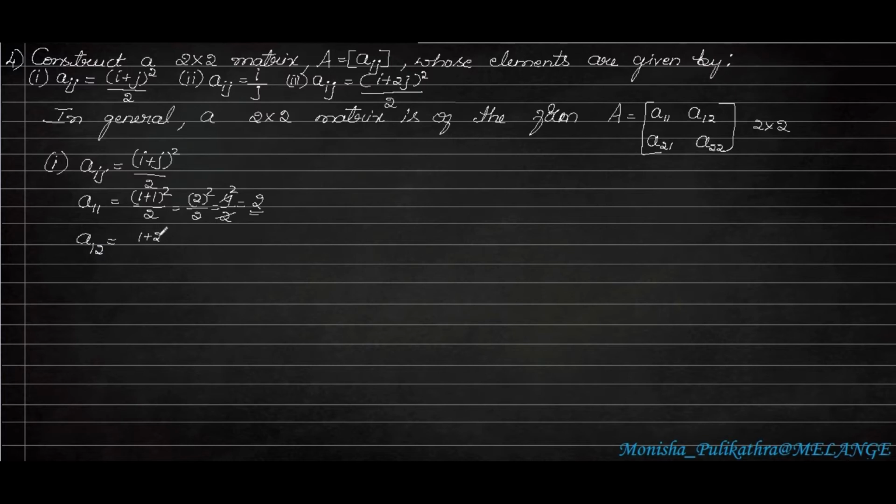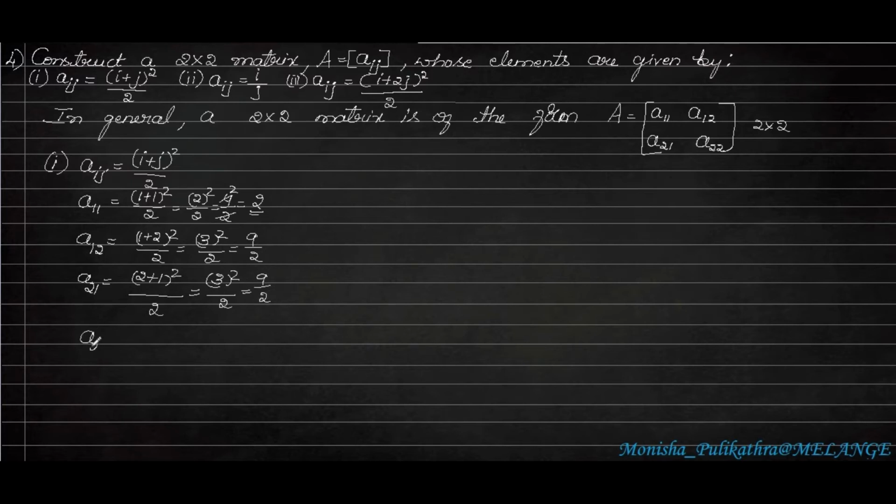Next is A12. That is (1 plus 2) whole square by 2. That is 3 square by 2 is equal to 9 by 2. So next one is A21. A21 is equal to (2 plus 1) whole square. Here i is 2 and j is 1. We have to substitute just the number of rows in i and the number of column in j. Divide by 2. So 2 plus 1 is 3 whole square by 2 is equal to 9 by 2.